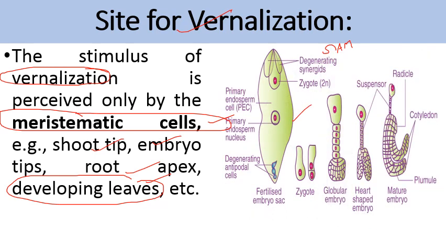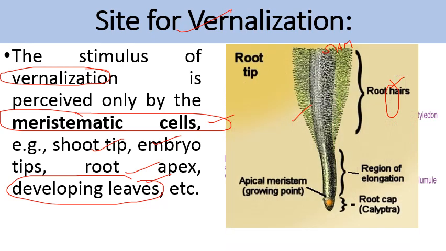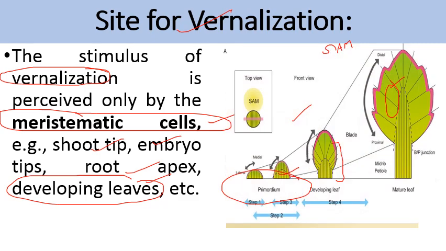This is the developing embryo. The developing embryo is also a site which receives the stimulus of vernalization. Then root tips, which contain the root apical meristem. This apical meristem region also receives the stimulus of low temperature. Then the leaves, leaf tips. So these are the sites of vernalization.